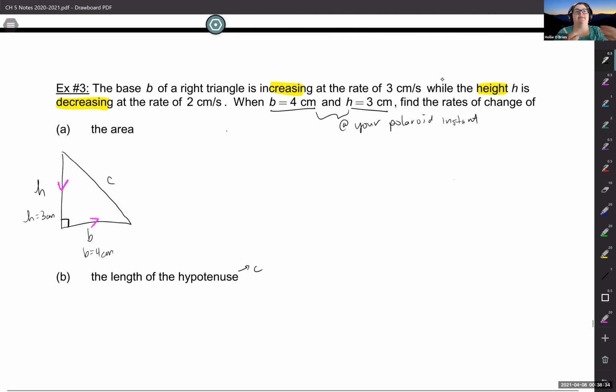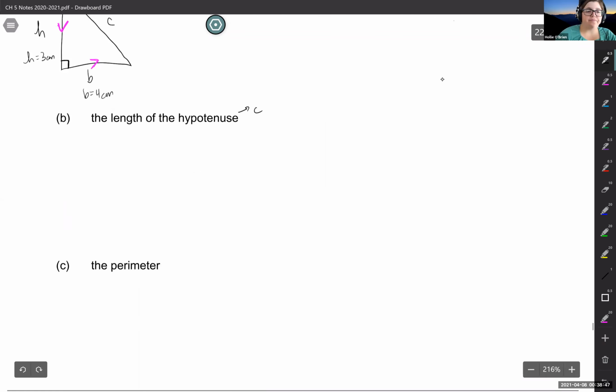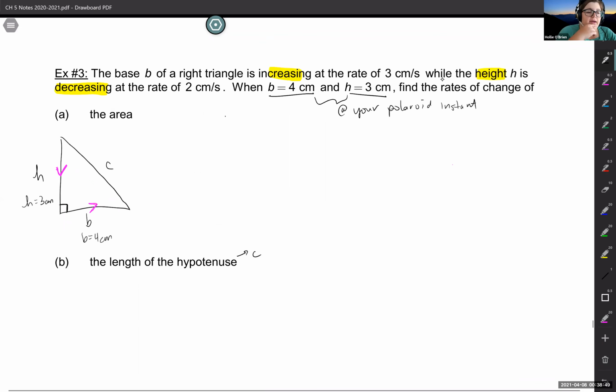We just said height is decreasing, but at the instant when the height is 3 and the base is 4, what is the rate of change of? Then we go through the area, the length of the hypotenuse, the perimeter, the angle. Okay.